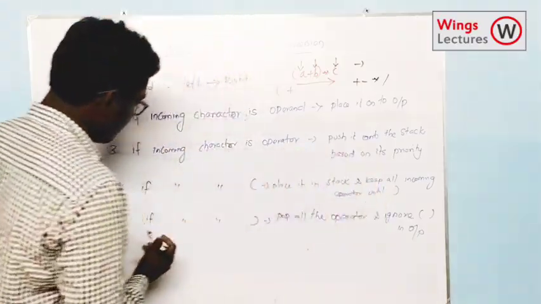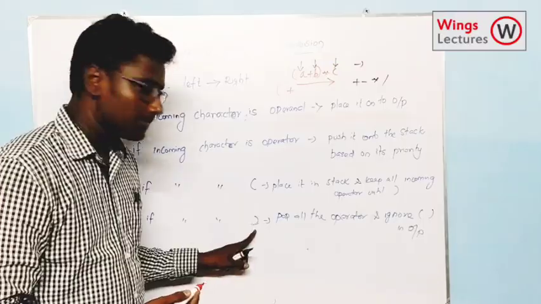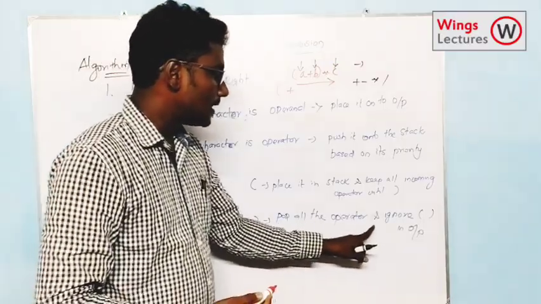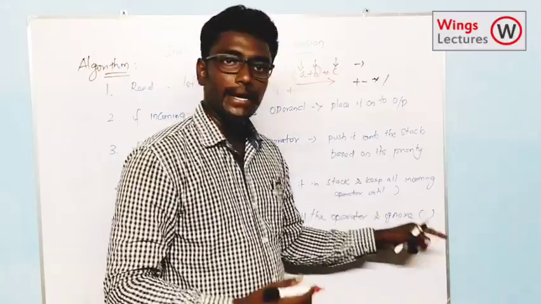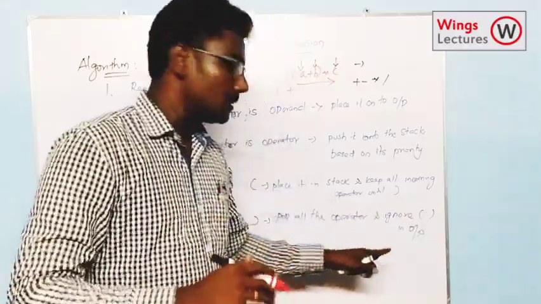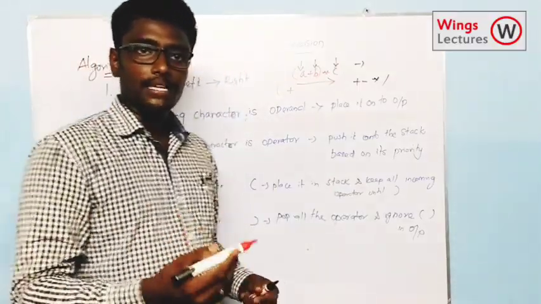Okay, and then when I encounter the closed bracket, pop all the operators, and we can discard the open and close bracket in output. We don't need to write them in output. Okay, that's it. So we can see an example.